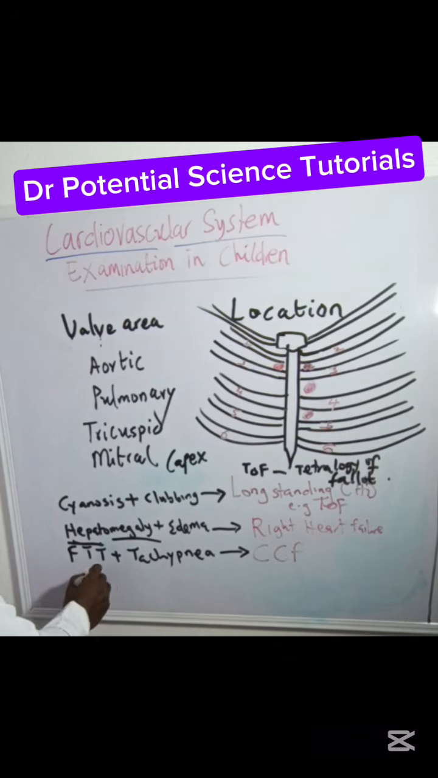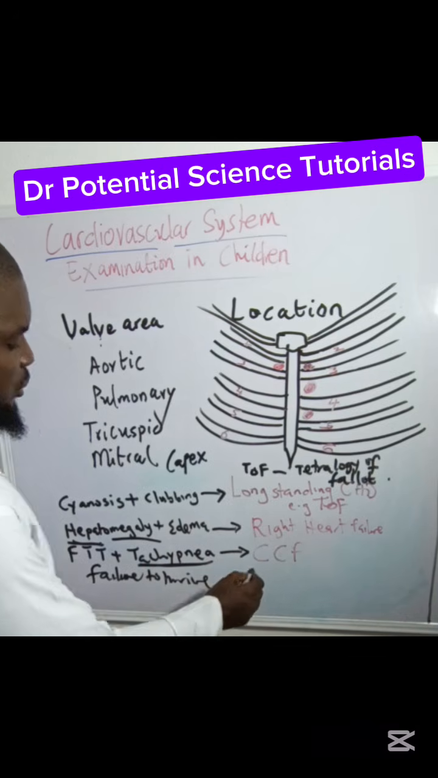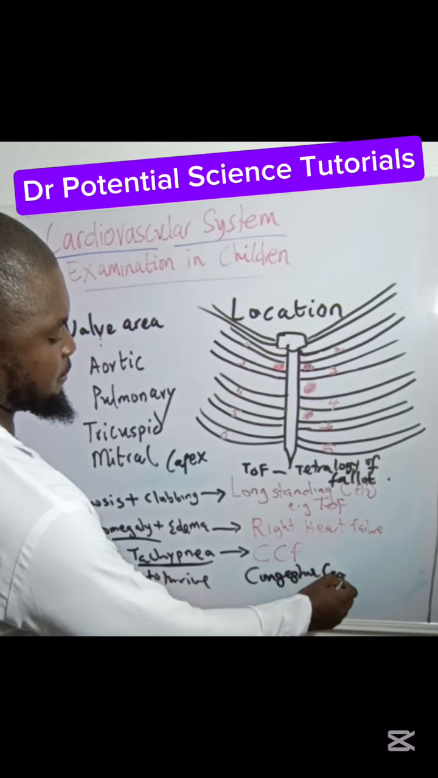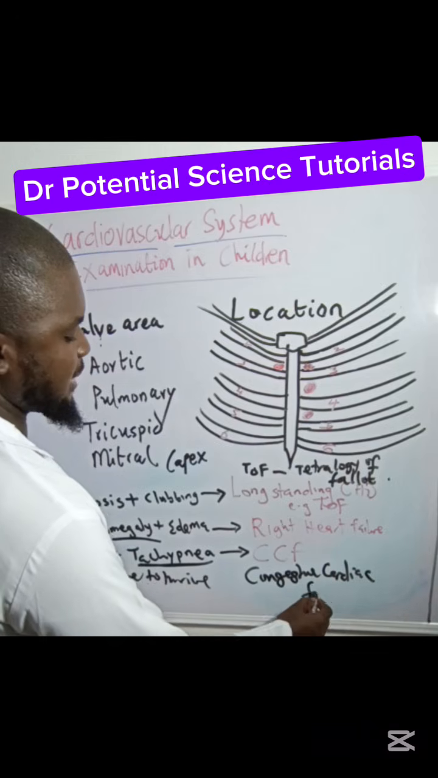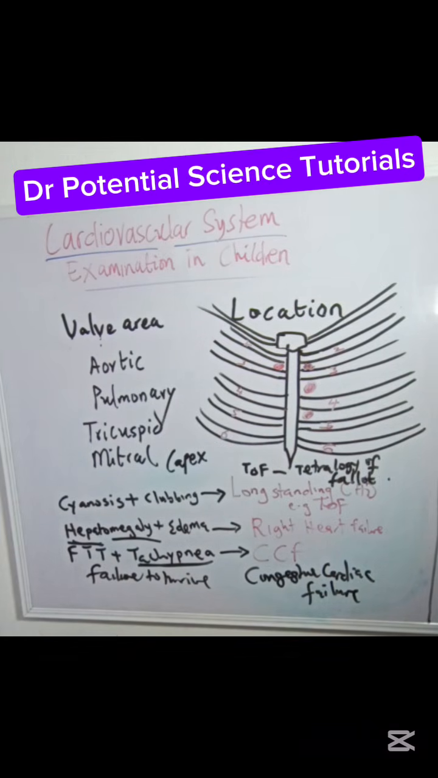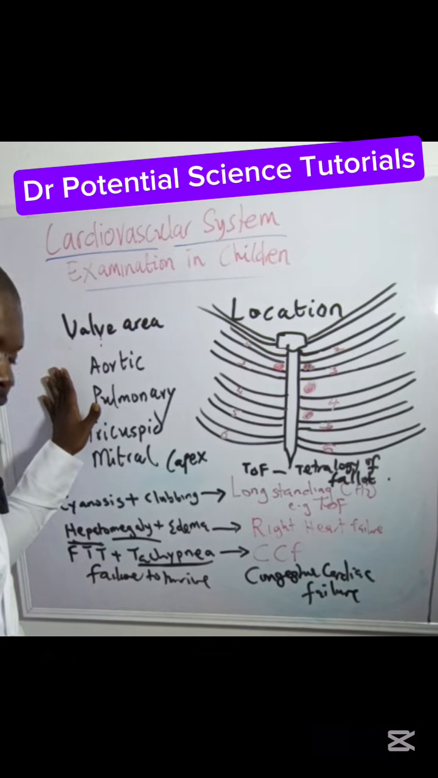FTT, failure to thrive. If a child has symptoms of failure to thrive, and you check the respiratory rate, and it is more than normal, then the patient has what we call congestive cardiac failure.